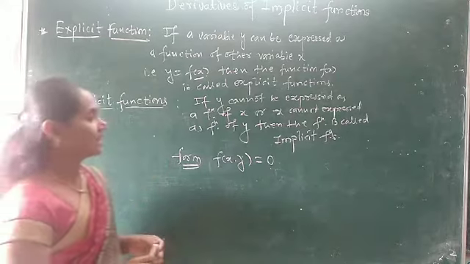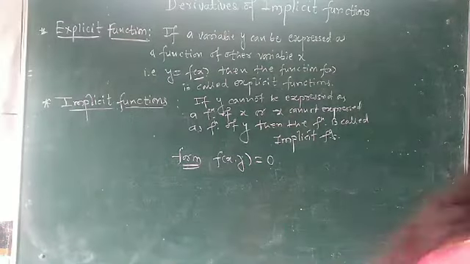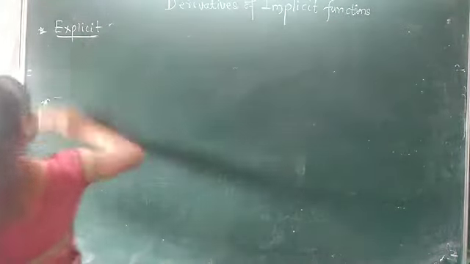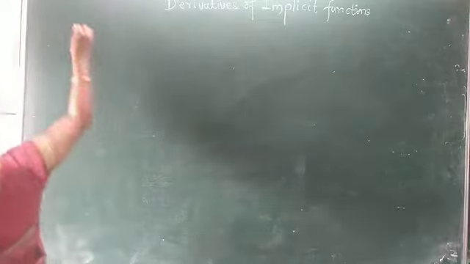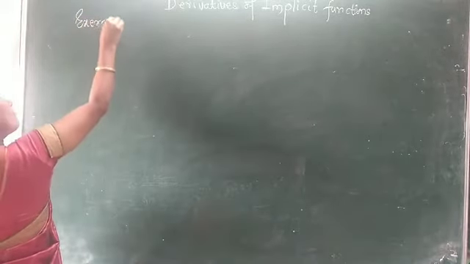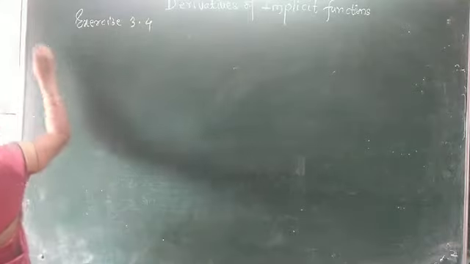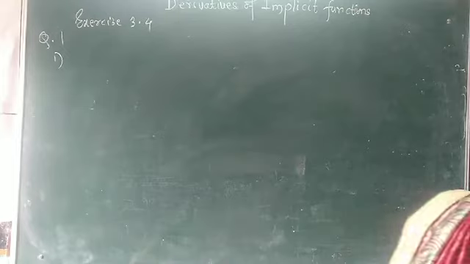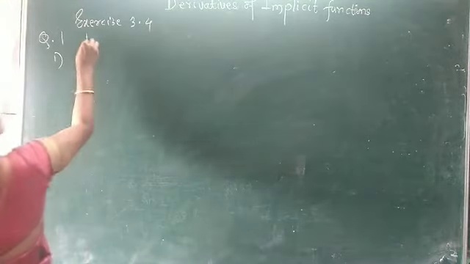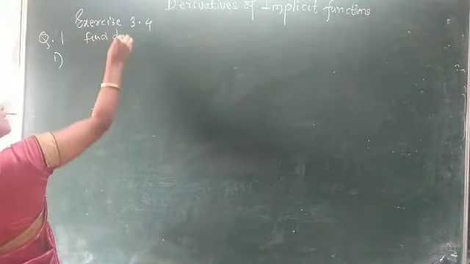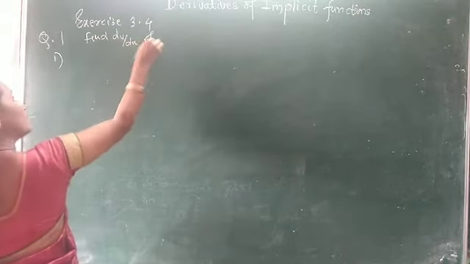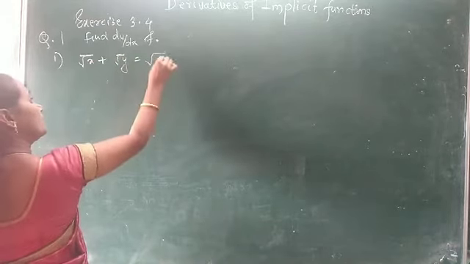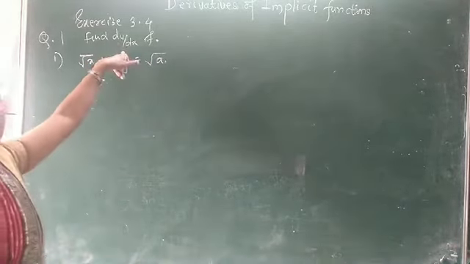So we start Exercise 3.4. First, question 1. What is question 1 here? Find dy upon dx if root x plus root y is equal to root a, and we have to find dy upon dx.